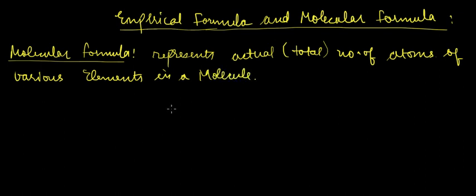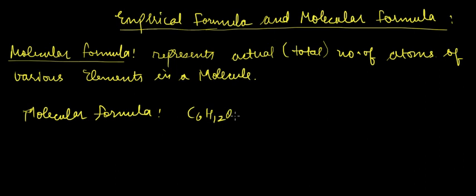Okay, and suppose we have a molecular formula, just as an example, of glucose. So it would be C6H12O6. So it is glucose, and obviously it has a molar mass of 180 gram per mole.